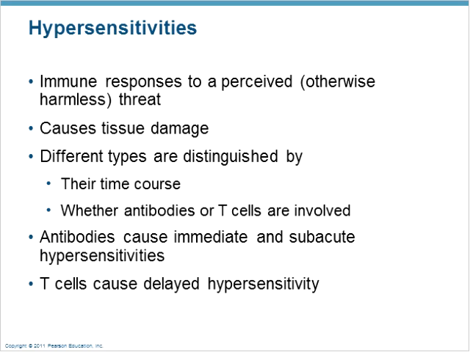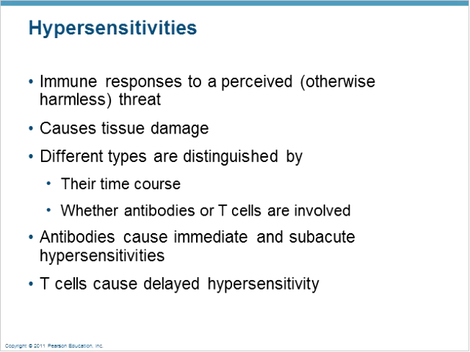We have hypersensitivities, immune responses to a perceived, otherwise harmless threat, which causes tissue damage. Their different types are distinguished by their time course or whether antibodies or T cells are involved. Antibodies cause immediate and subacute hypersensitivities, and T cells cause a delayed hypersensitivity.